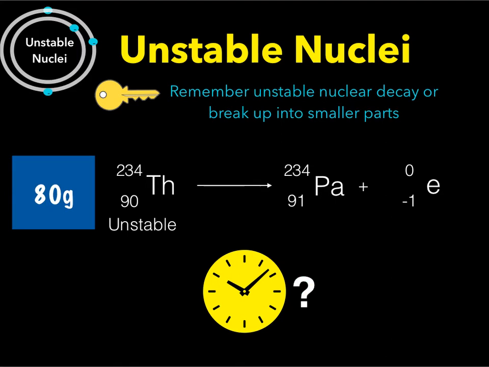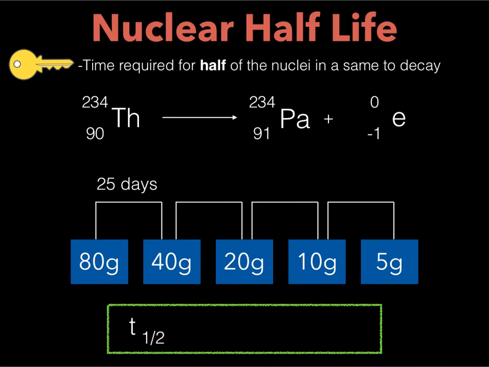So we're going to start with 80 grams of Th, the element thorium, and it's going to be an unstable nuclei. So we know that we have 80 grams of thorium. The key thing is this: we're going to learn about what nuclear half-life is. Nuclear half-life is the time required for half of the nuclei in a sample to decay.